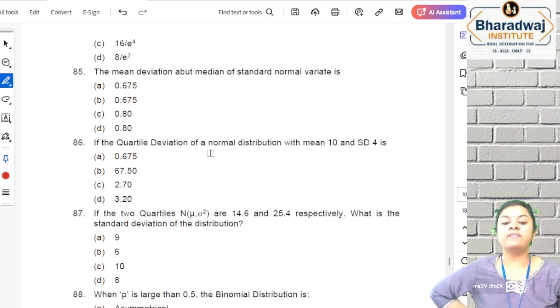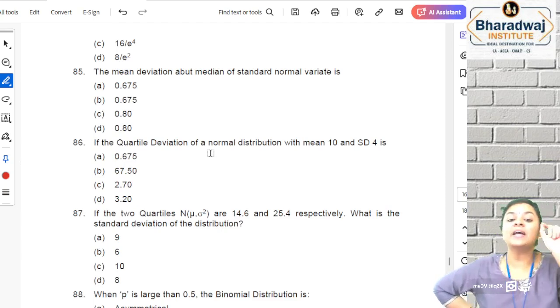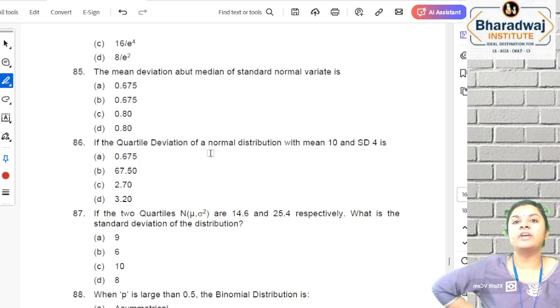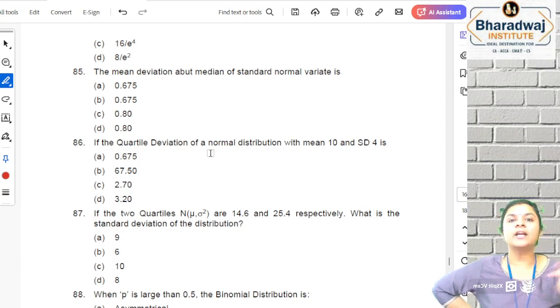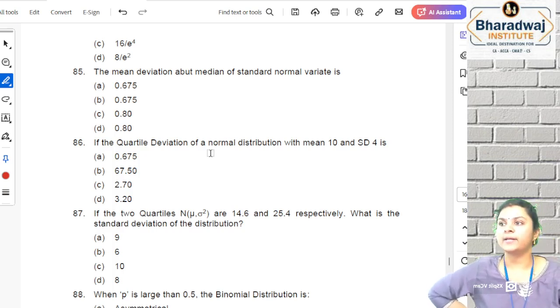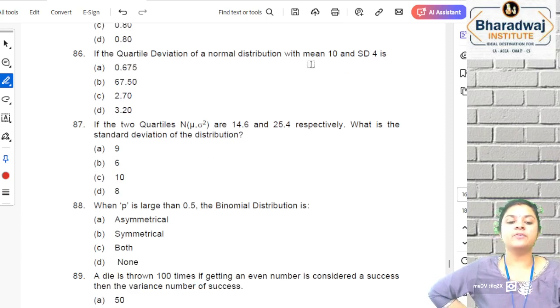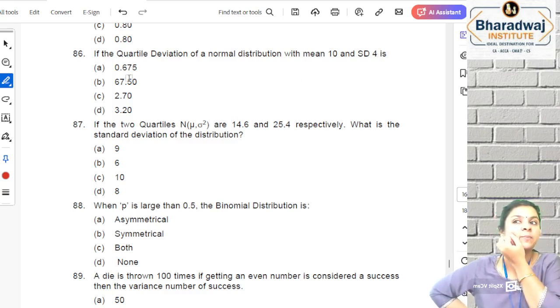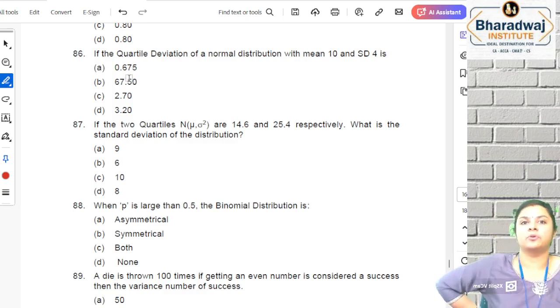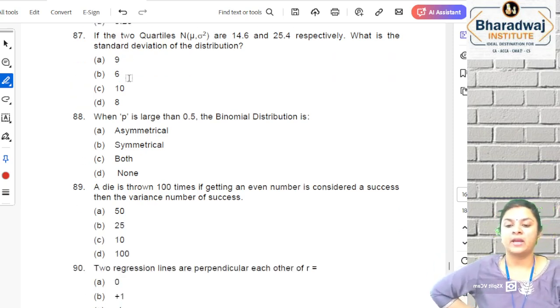Next, mean deviation about median of a standard normal variate. Mean deviation formula is 0.8 sigma. Standard normal variate means sigma is equal to 1. So 0.8. Right? Quartile deviation of a normal distribution with mean and standard deviation given to you. So quartile deviation formula is 0.675 sigma. So 0.675 into 4. Directly you can simplify.